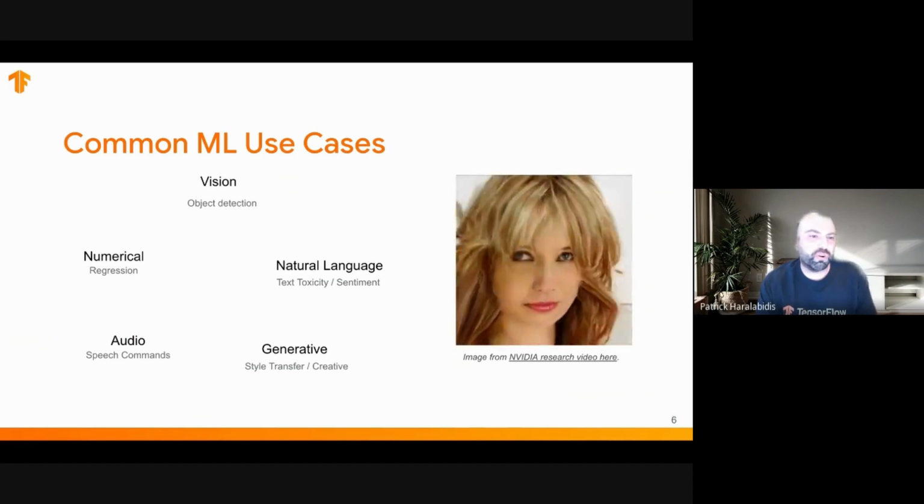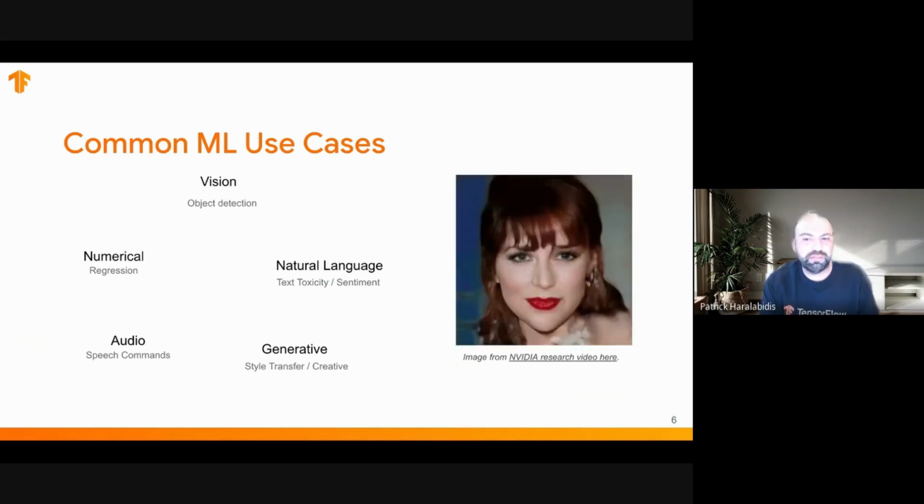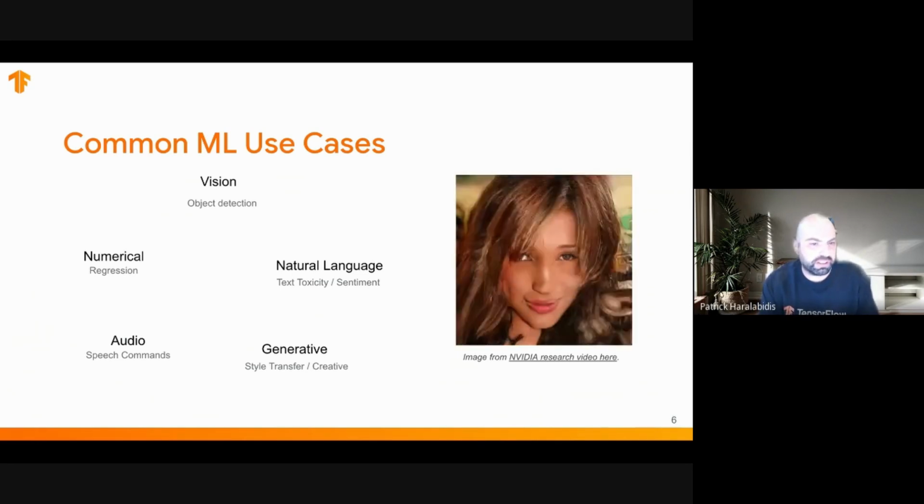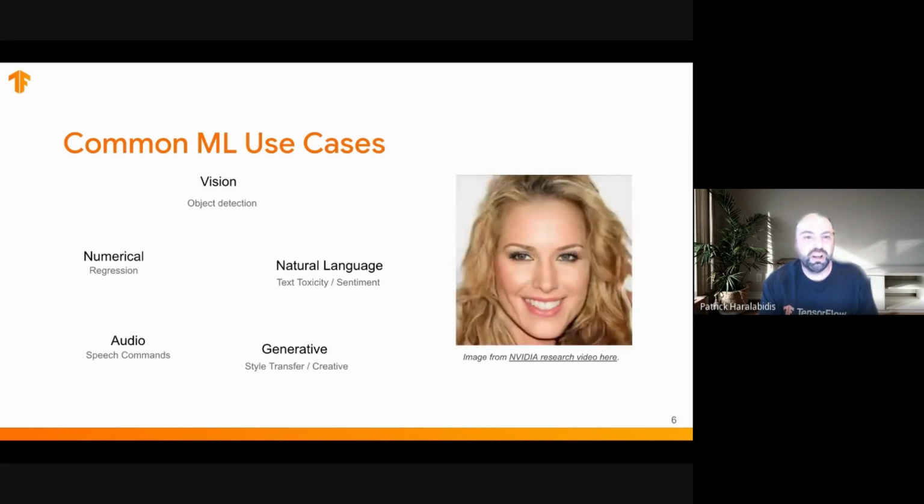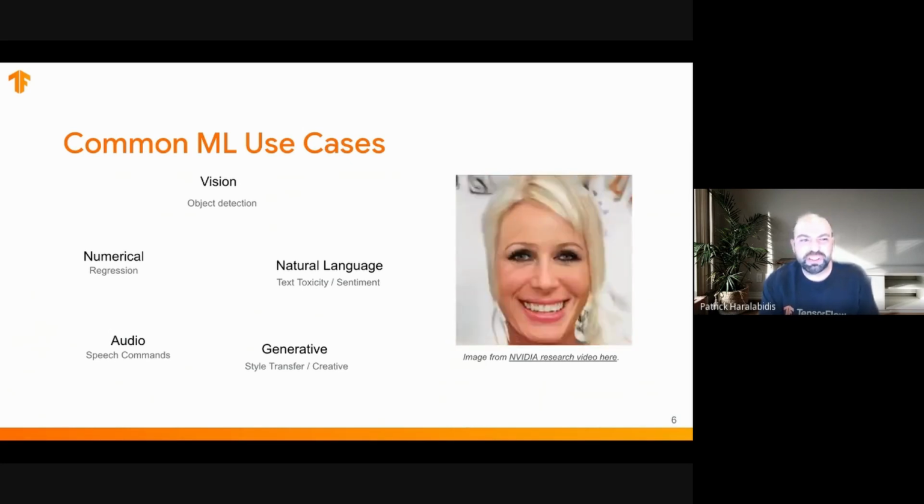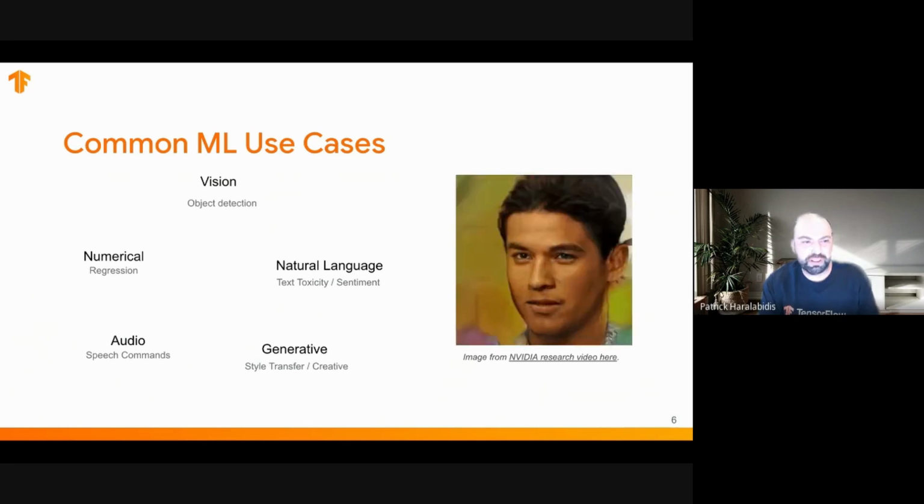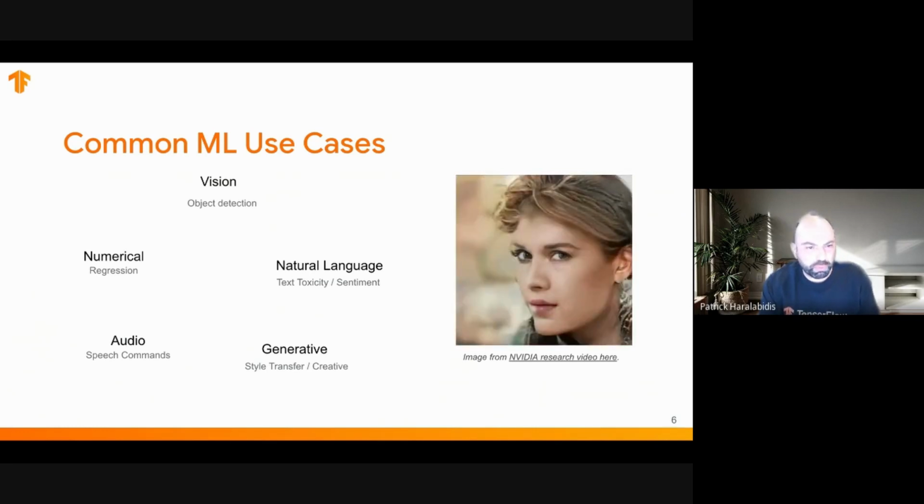And here are some of the common use cases for machine learning. We have object detection, where we recognize an object from an image. Regression, which basically means predicting a numerical value from some other input. And we'll see an example of both today.